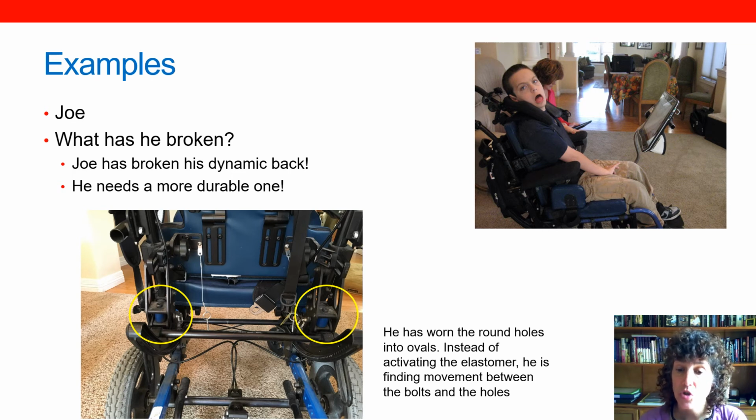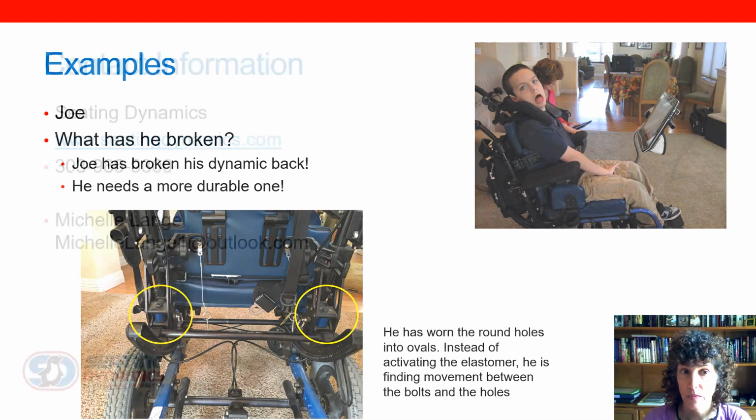He had moved so much that the round holes that were a part of the dynamic back, where the screws went through a hole, now had rounded out. They would become ovals, and so there was a lot of movement between the bolts or screws and these holes, and that led to a lot of wiggle and movement within the back, but the elastomers were not being compressed anymore. So we replaced this with a more substantial dynamic back so that he would not end up completely being unable to use this one.